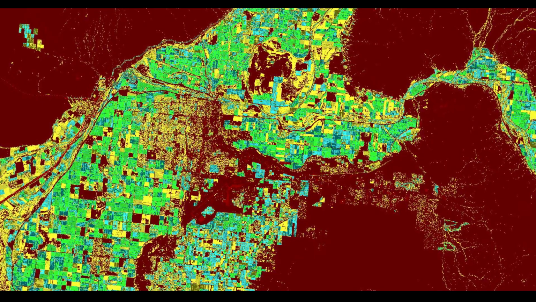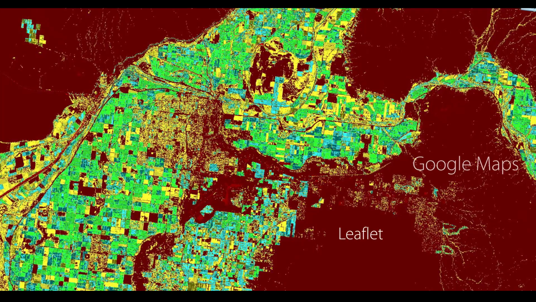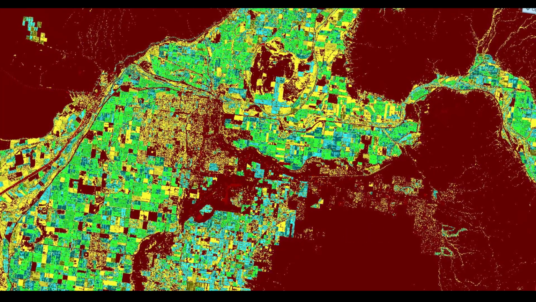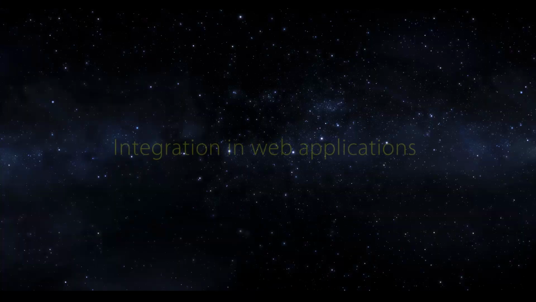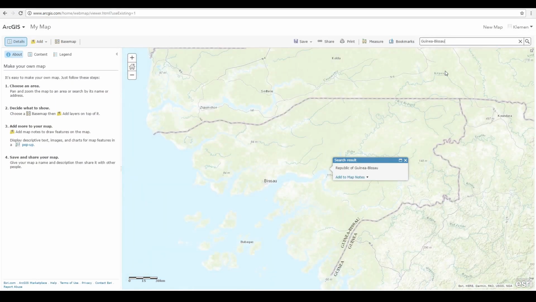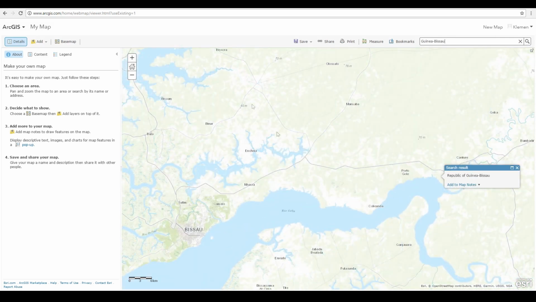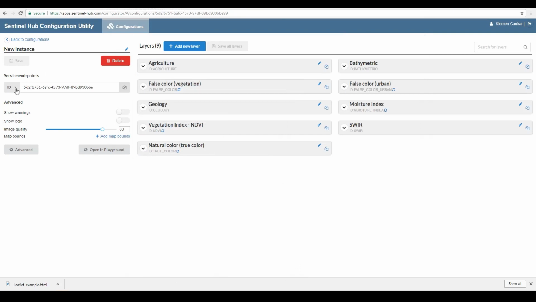You can also integrate satellite imagery into your web mapping application based on OpenLayers, Google Maps, Leaflet, and similar frameworks. Integration in web applications. To integrate satellite imagery into ArcGIS, you only need a URL which defines an individual data source. You can get it in our configuration utility available to every Sentinel Hub user.